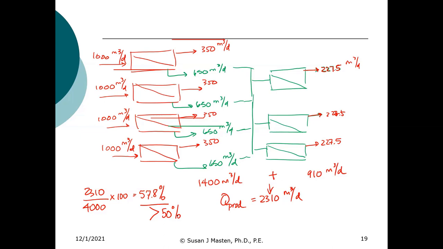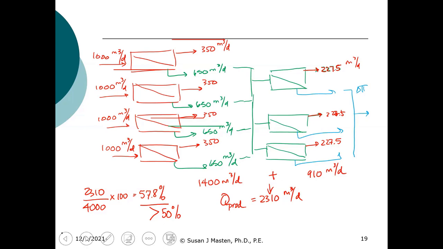Now I could actually increase it further by making a three-stage system, in which case I could take the permeates here and treat that. Now, the problem is my flow keeps decreasing, but my concentration keeps increasing. So my delta P, or delta pi, the osmotic pressure, is going to increase significantly from stage one to stage two to stage three, which means my transmembrane pressure also has to increase. So that's the disadvantage of this system.